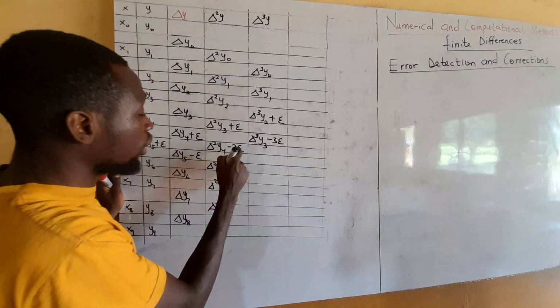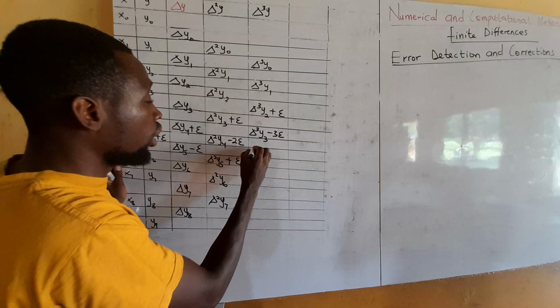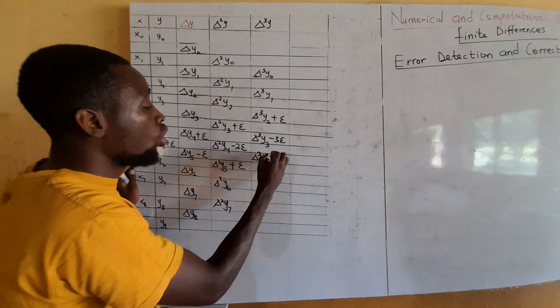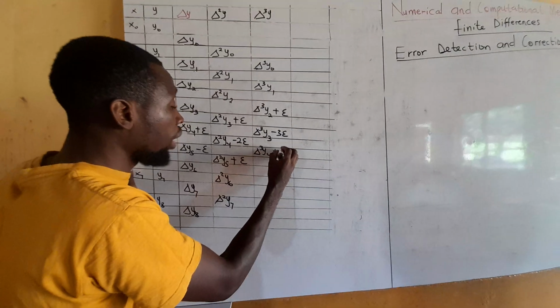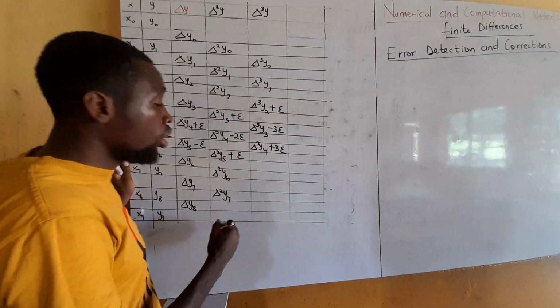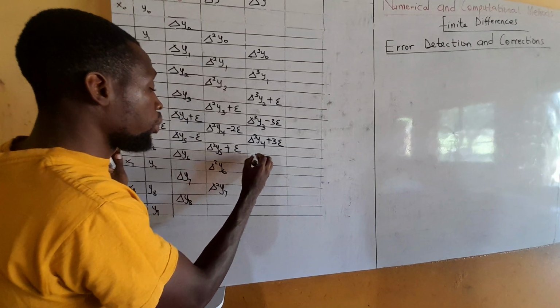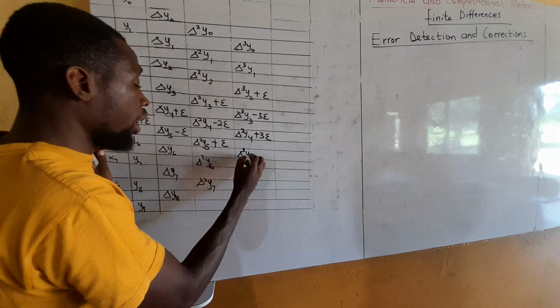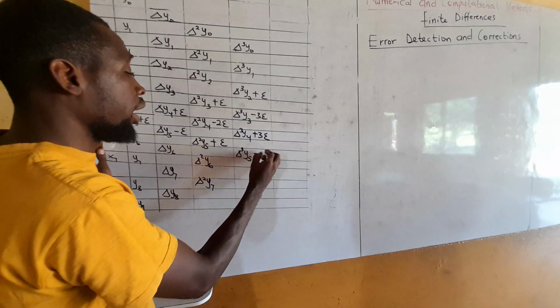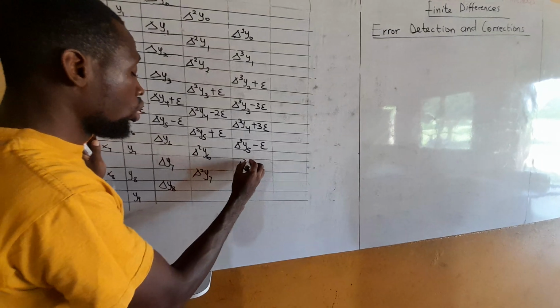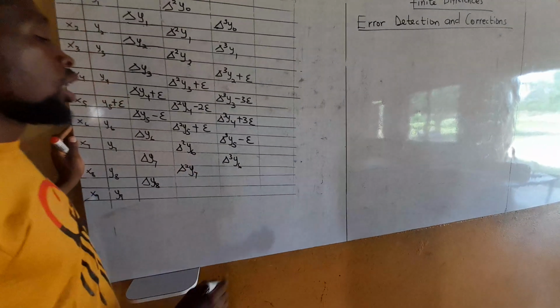Then the difference, once we subtract this from this, we'll get del cube y4, then error minus 2 error will be plus 3 error. Then this from this, we'll get del cube y5, then minus error. Then this from this will be del cube y6. I hope you get that.